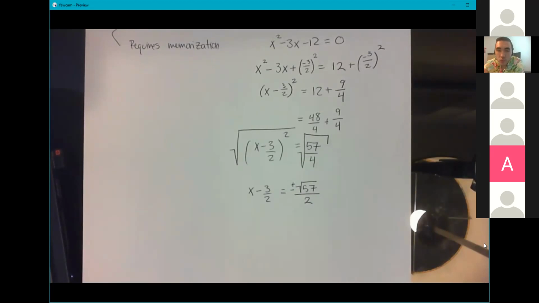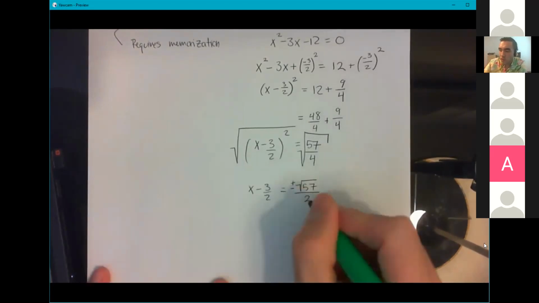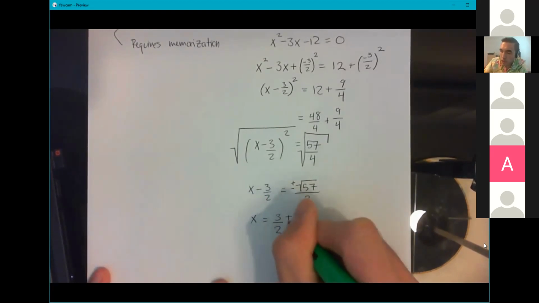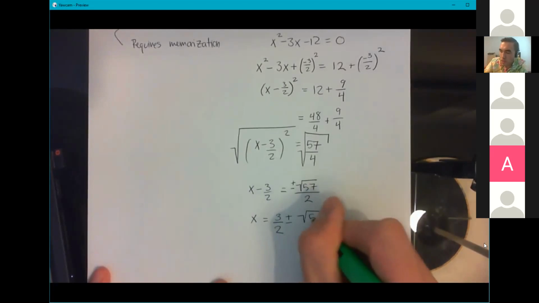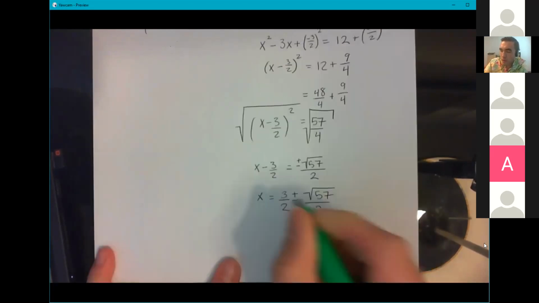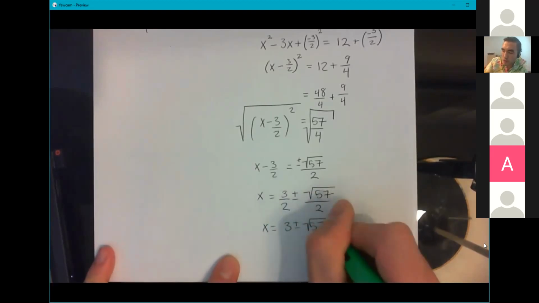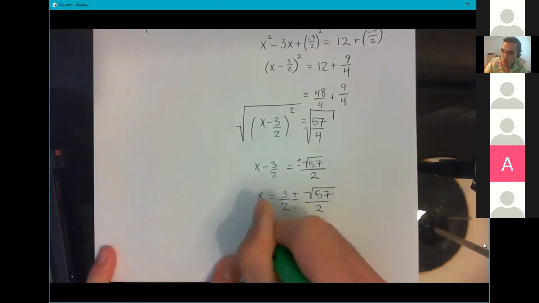And now we're one step away from getting x alone. What do I have to do? Add 3/2 to both sides. So this is going to be x is equal to 3/2 plus or minus the square root of 57 over 2. X is equal to 3 plus or minus root 57, all over 2.